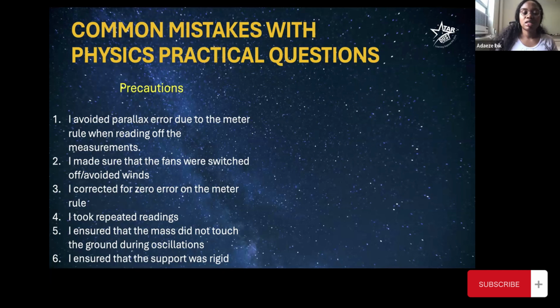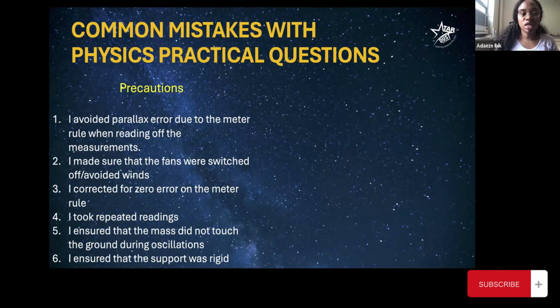Okay, that's a good precaution to state. Actually, they ask for 2, but I'm just giving you some other examples. You follow the instructions normally. You correct for 0 error. So when you start counting from 0, 1, 2, that's you correcting for 0 error. There are also 0 errors associated with instruments like a stopwatch.